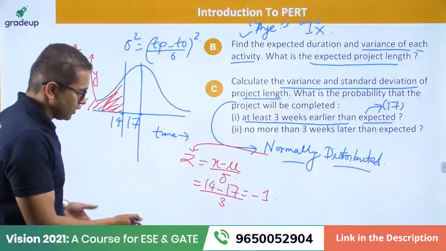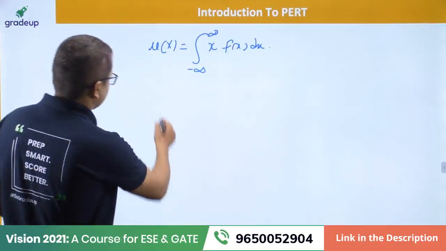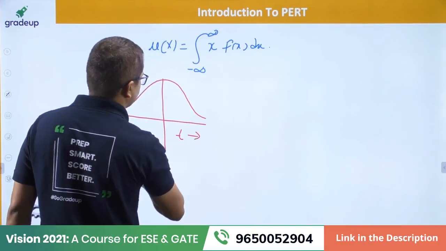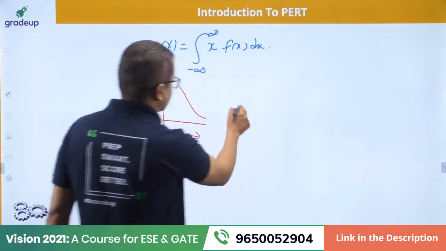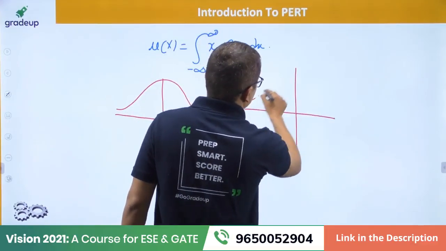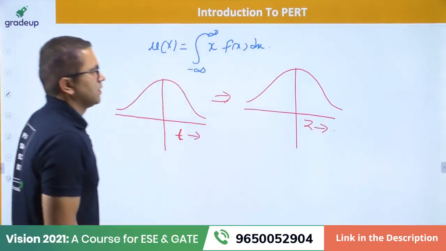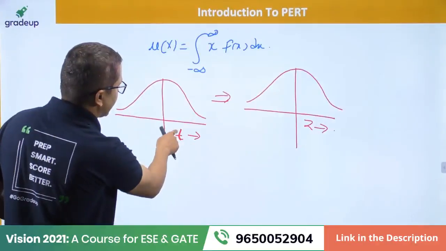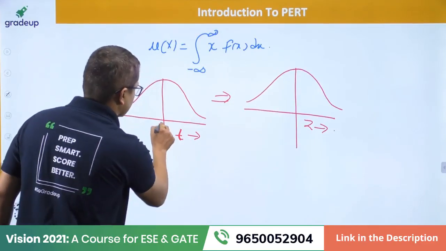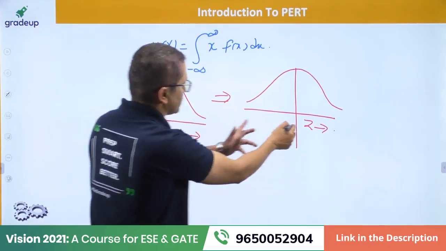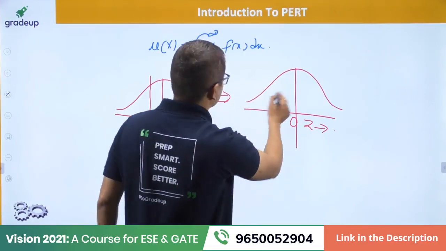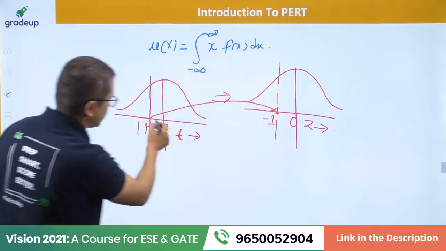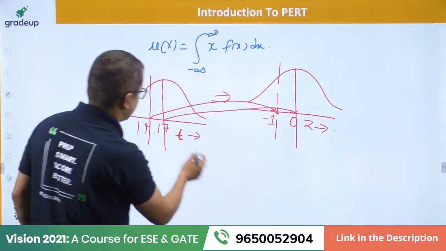Okay, so how do you calculate this now? Okay, now let me tell you. There we have time on the x-axis. If we are just trying to convert this into z, okay? So when I wrote z like this, what we are trying to do is convert this time. Here is 17, and here is 14. We are just going to convert this into z, and at the mean z is nothing but 0, and this point z is -1, right? This is the point of time equals to 14, and this is the point of time 17.